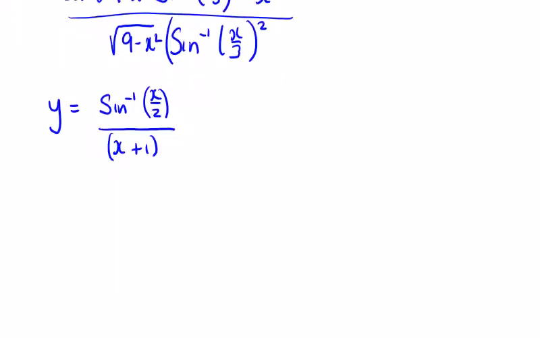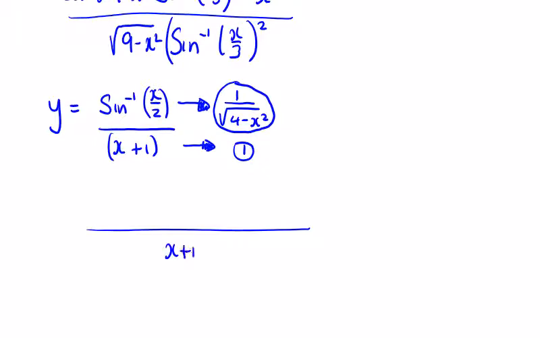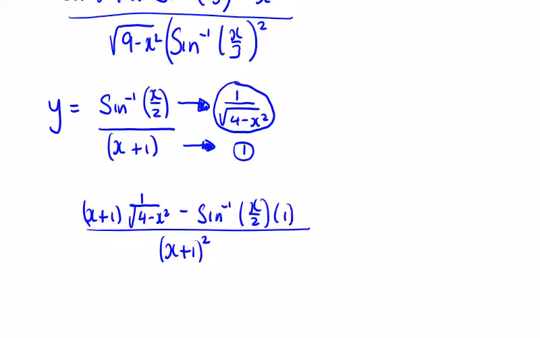Let's have a look at two more. This one, y is equal to the inverse sine of x over 2 divided by x plus 1. The top differentiates to be 1 over the square root of 4 minus x squared. The bottom, x will just differentiate to 1. So following our quotient rule rules, the bottom squared, x plus 1 to be squared. On top, we have the bottom, x plus 1 by the differentiated top, which is 1 over the square root of 4 minus x squared, minus the top, which is the inverse sine of x over 2 by the bottom differentiated, which is just 1.